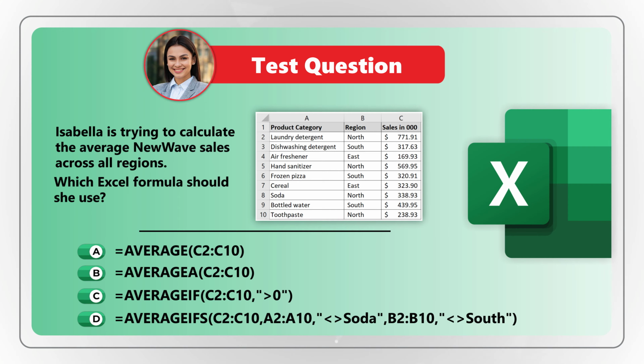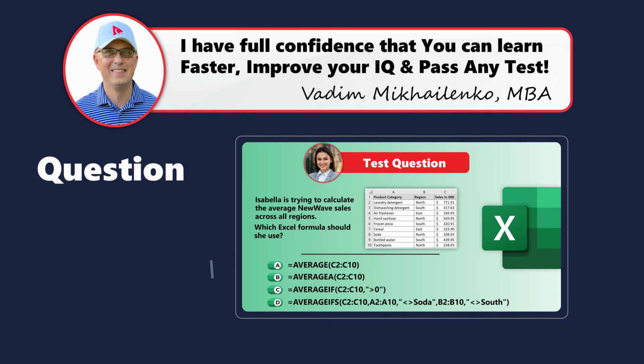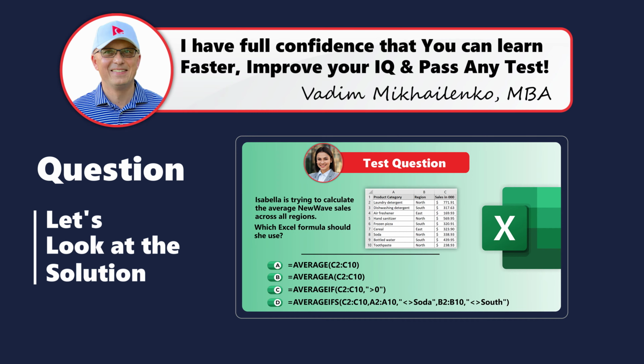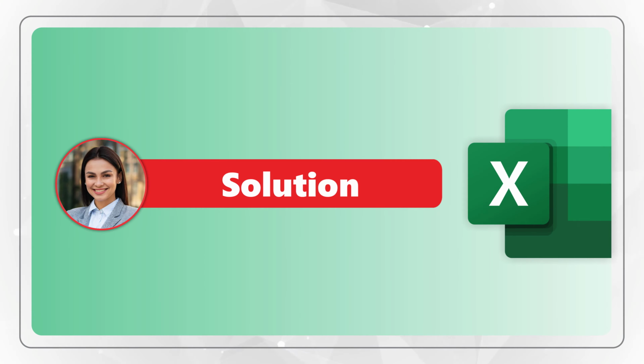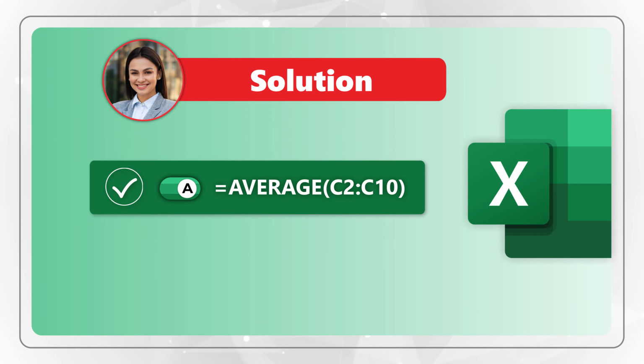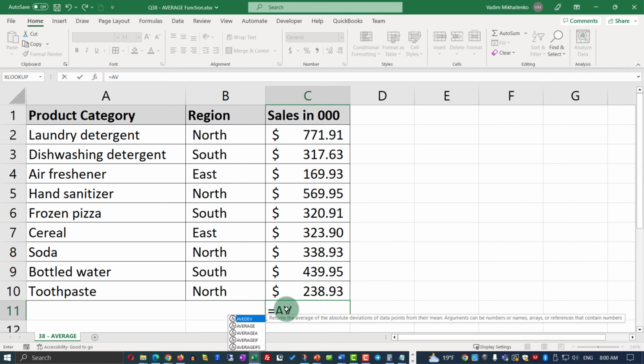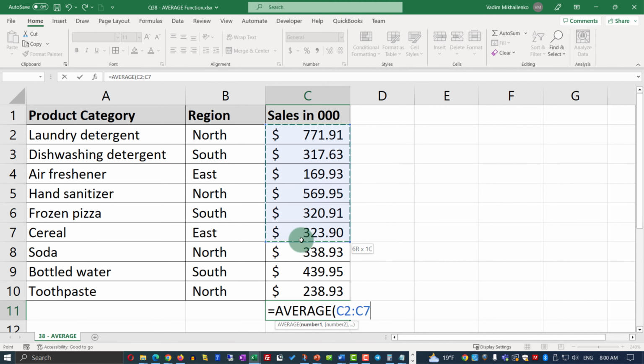Take a close look to see if you can come up with the right answer. And on my end, I am going to jump to Excel to show you my version of the solution. And obviously, if you have a better way to solve it, please make sure to post in comments. As you might have guessed, the correct answer is choice A. All you need to do is type the average formula and then select the data set C2 through C10 to calculate the average sales value for all the regions.